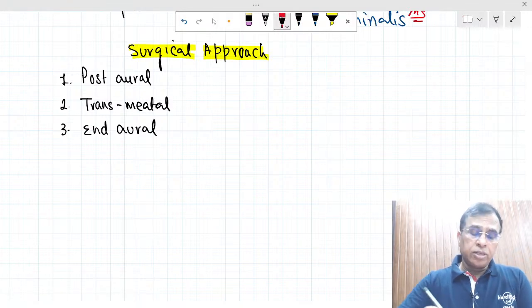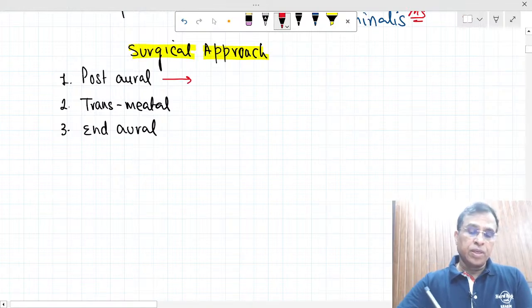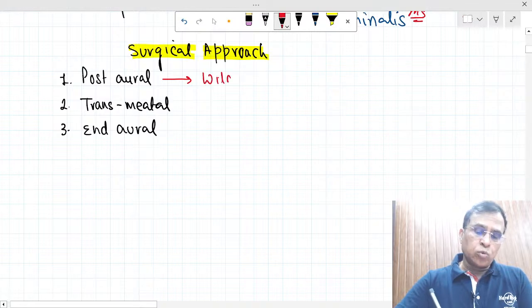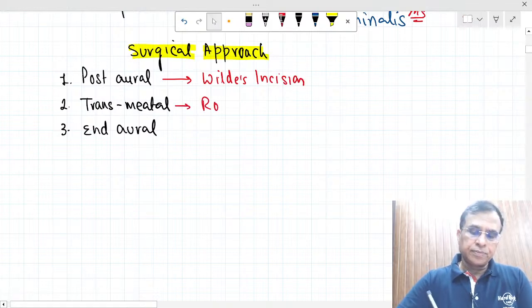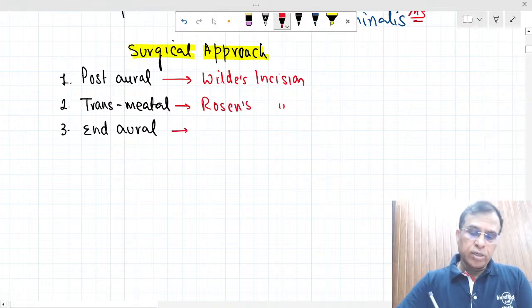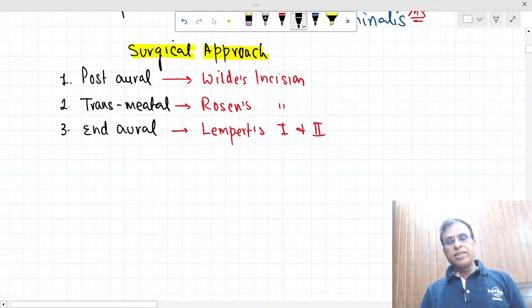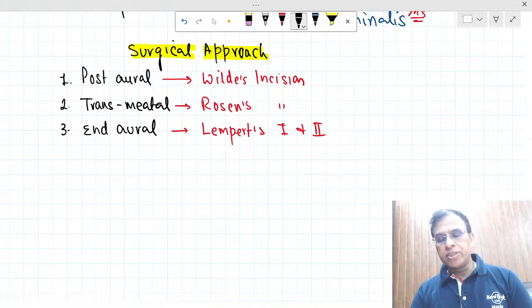Now in all the 3 approaches, there is an incision, and the name of the incision is a potential MCQ. The post-aural incision is called Wilde's incision. Transmeatal is Rosen's incision. Endaural is Lempert's 1 and Lempert's 2. These are the names of the incisions of the different approaches, and this can be a potential MCQ.